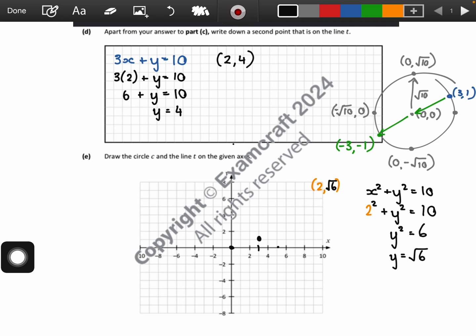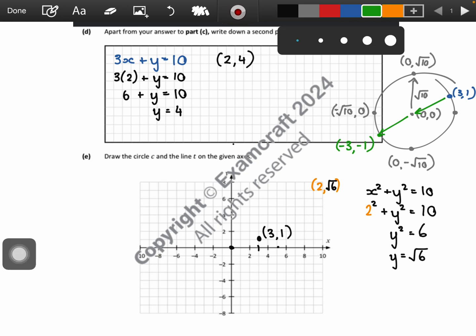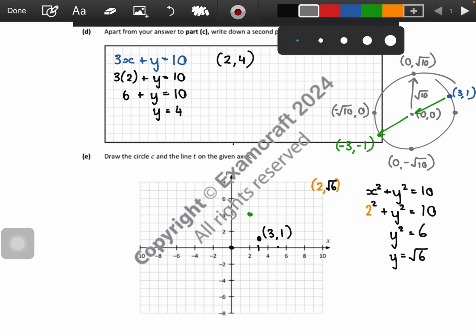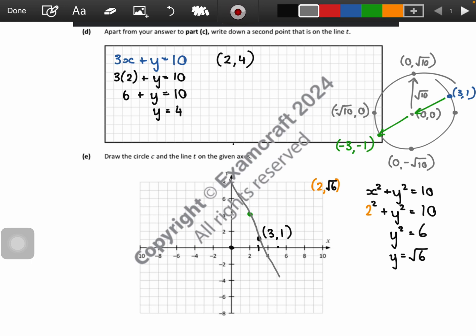Then to draw the line, again, we have this point 3, 1. Then just plot in one of the other points that you found. So we also found up here the point 2, 4. So here. And then just connect those two points together and make sure that the line continues in both directions. They don't just stop at those 2 points. You need to be using your ruler for this question and a pencil to get full marks.